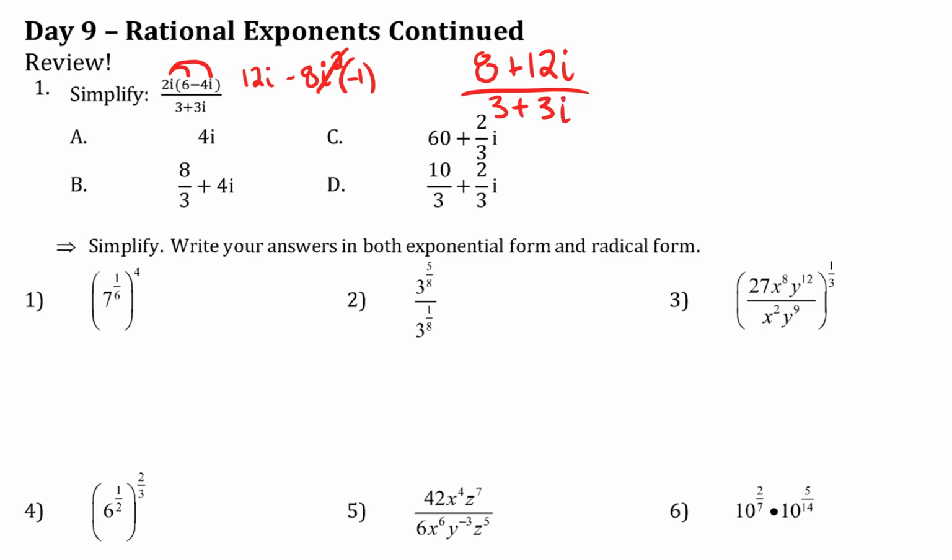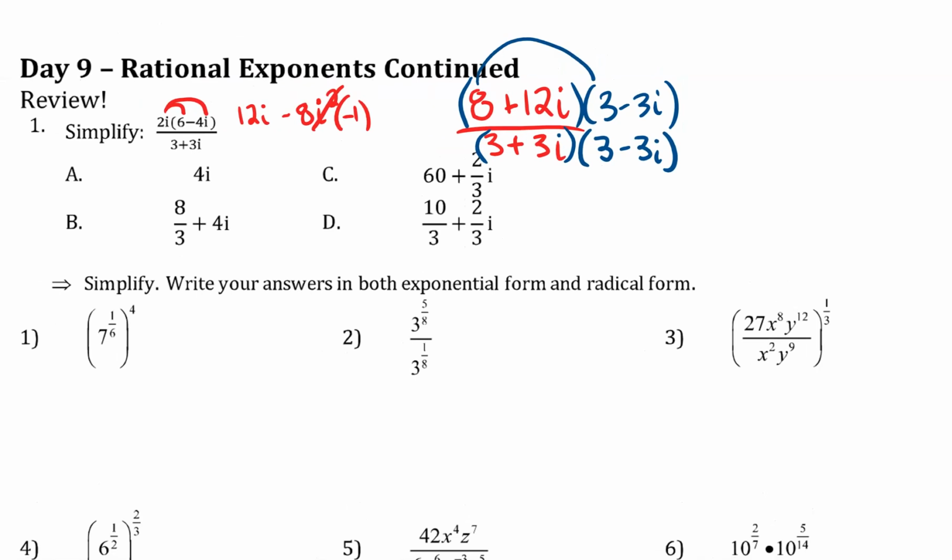Still not fully simplified because I am not allowed to have an i on the bottom. This isn't allowed. So I need to rationalize the denominator. To do that, I need to multiply by the complex conjugate. What that means is I need to multiply by 3 minus 3i. Whatever I do on bottom, I do on top. When I do this, I'm going to FOIL. Should probably try to do that really quickly.